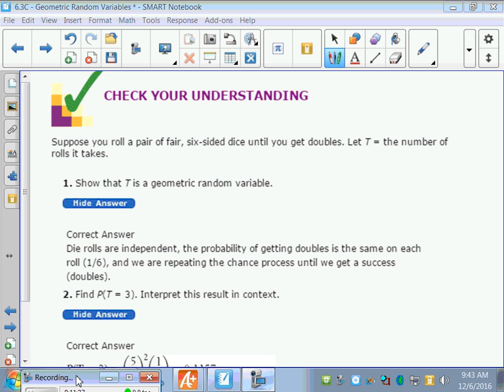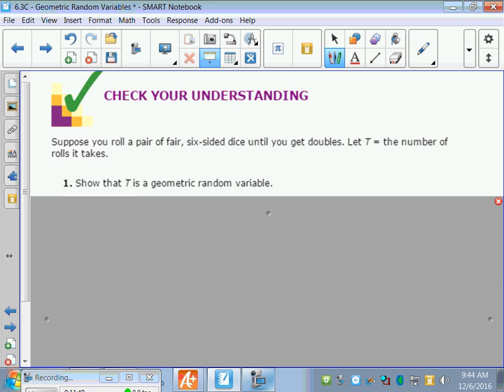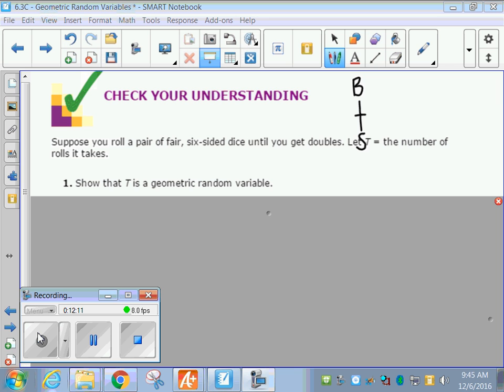Okay, let's check our understanding here. Suppose you roll a pair of fair 6-sided dice until you get doubles. Let t be the number of rolls it takes. Show that t is a geometric random variable. So go ahead and think through each of those. Binary. So let's see.